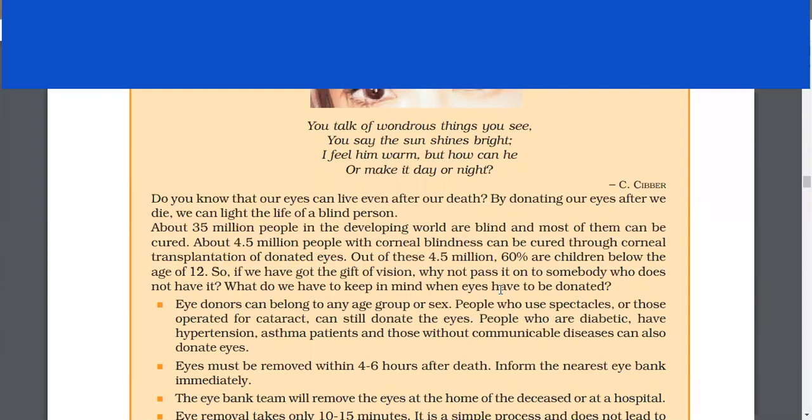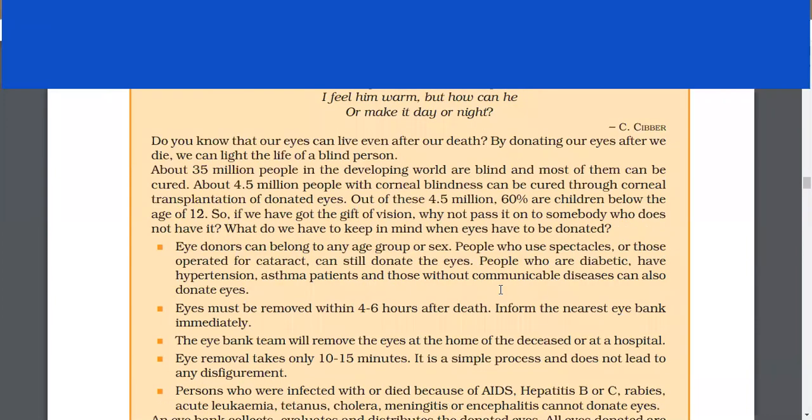About 35 million people in the developing world are blind, and most of them can be cured. About 4.5 million people with corneal blindness can be cured through corneal transplantation of donated eyes. Out of these 4.5 million, 60% are children below the age of 12. So, if we have got the gift of vision, why not pass it on to somebody who does not have it? What do we have to keep in mind when eyes have to be donated?